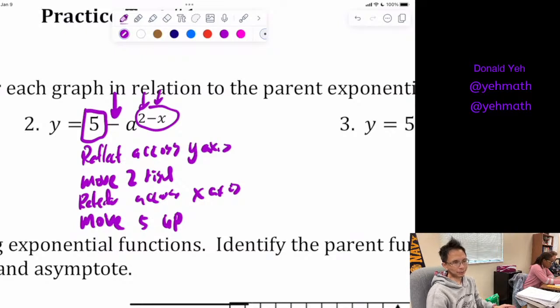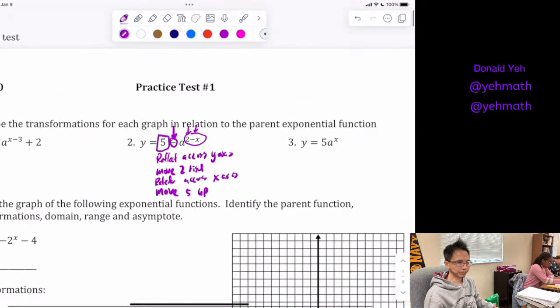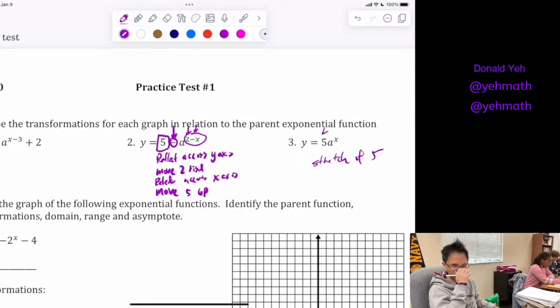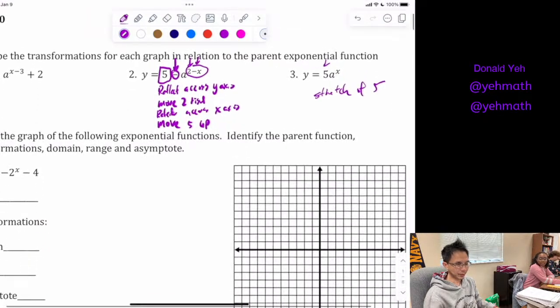I don't like to reflect across the y-axis. That's usually kind of hard for a student to think about, so I probably won't test that, but moving it across the x-axis is pretty reasonable because of the negative sign over here. And the 5 is going to go up 5. Pretty good question. And this one, 5, is just going to be a stretch of 5. First one should be pretty easy.